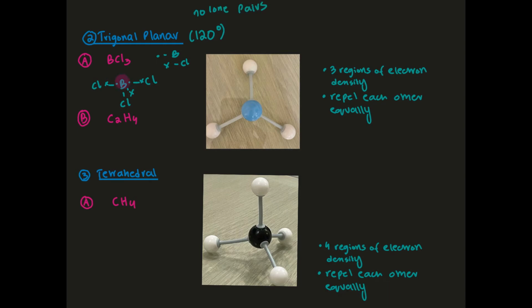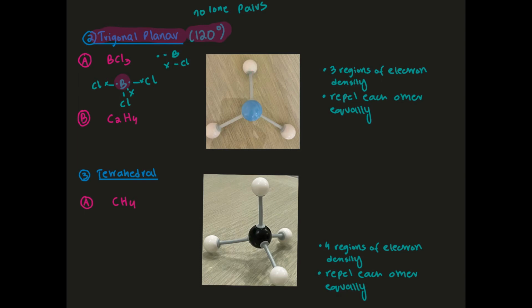So the central atom, the one that I've highlighted in pink right now, boron, has 3 regions of electron density and no lone pairs. So because of that, this corresponds to an angle of 120 degrees and a shape of trigonal planar. So in this case, all these 3 regions of electron density are going to repel each other equally, and you're going to get a flat 2D structure. So this is going to be completely flat and not 3D.